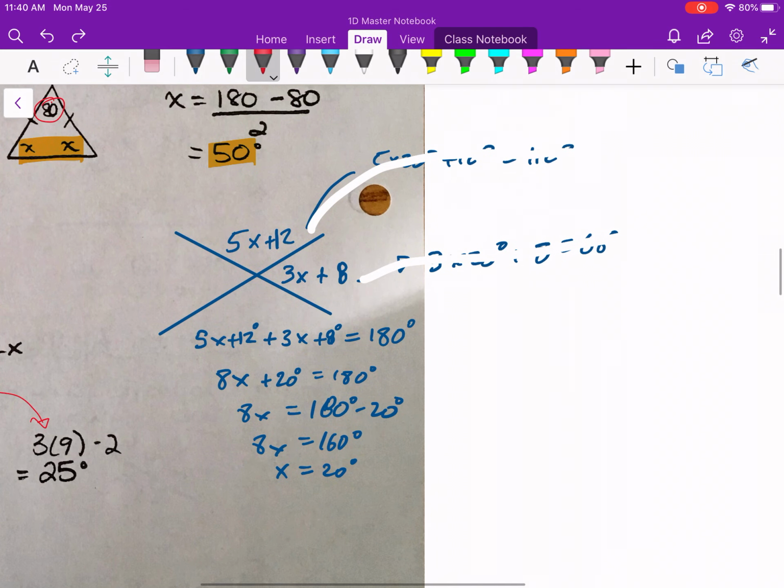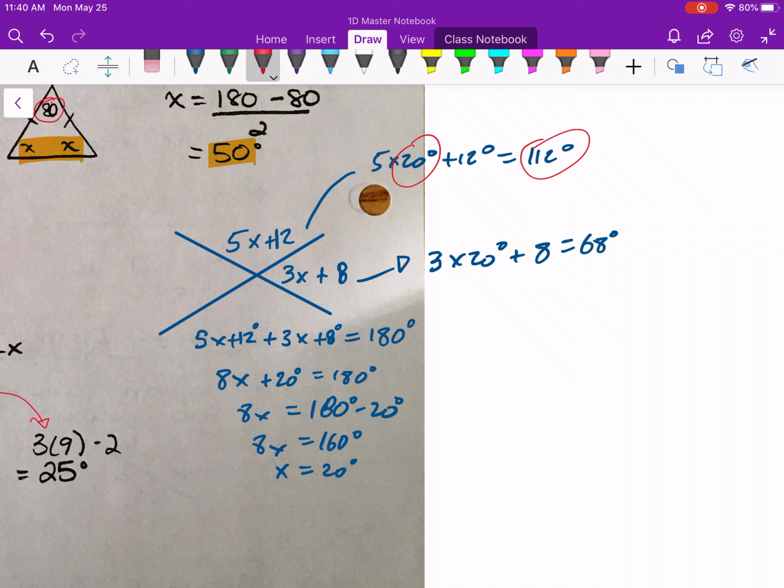Once I know that x equals 20 degrees, then again, I could substitute it back in and find out what these two different angles are. As you can see, putting 20 back into the first one here gets me 112 as that bigger angle. Putting 20 into the second one here gets me 68 for the second one.